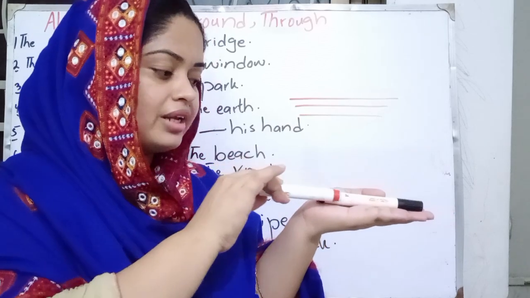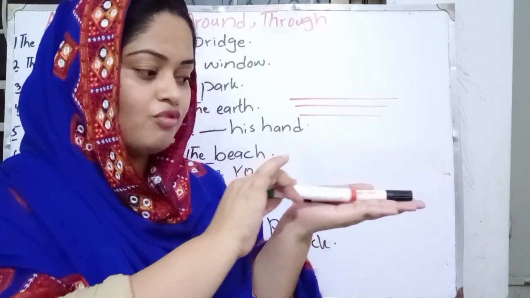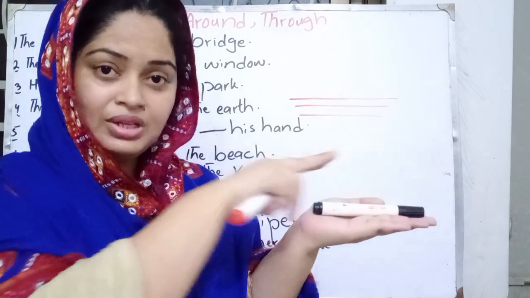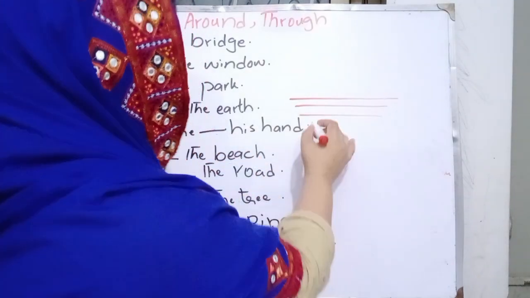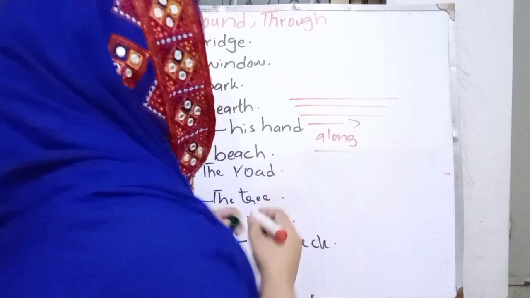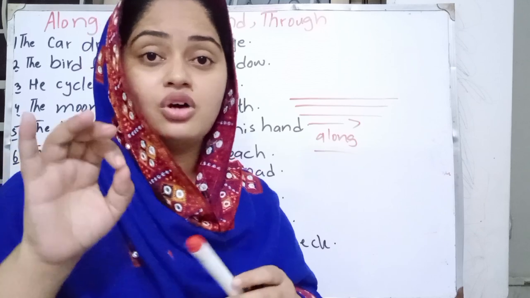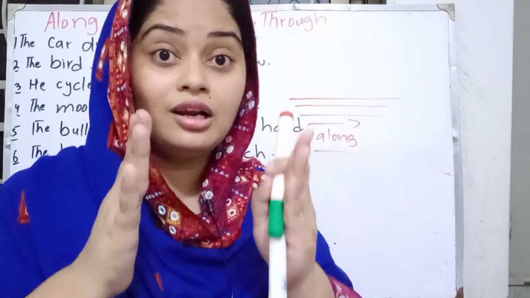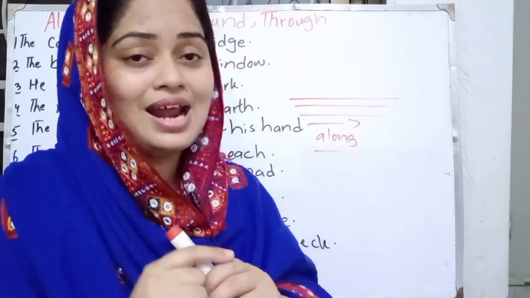If you are walking along the road, if you are walking in a constant direction, this is called the movement position, and this preposition is called along. Along, in a constant direction.